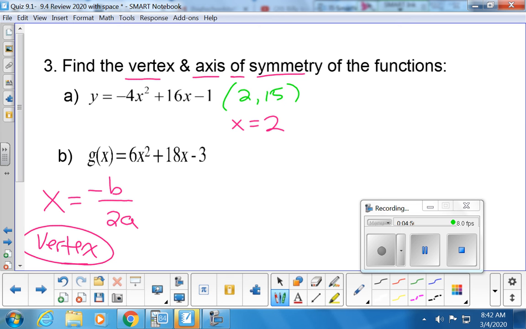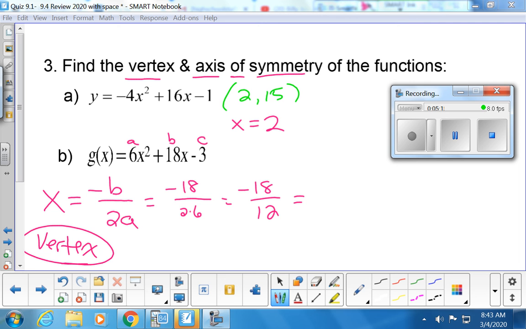In this case, a is 6, b is 18, and c is -3. So to do negative b, I would do negative 18. To do 2a, I would do 2 times 6. So I need to figure out what negative 18 divided by 12 is. Can you guys calculate that out for me?